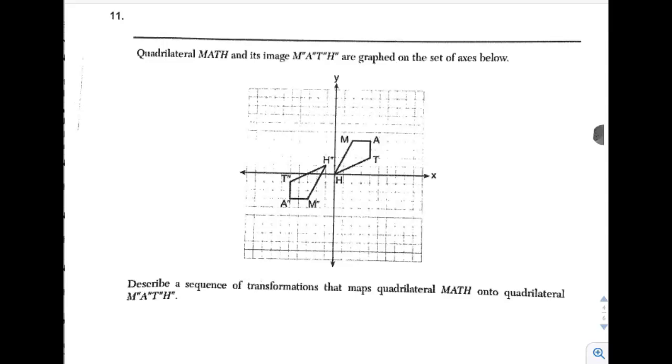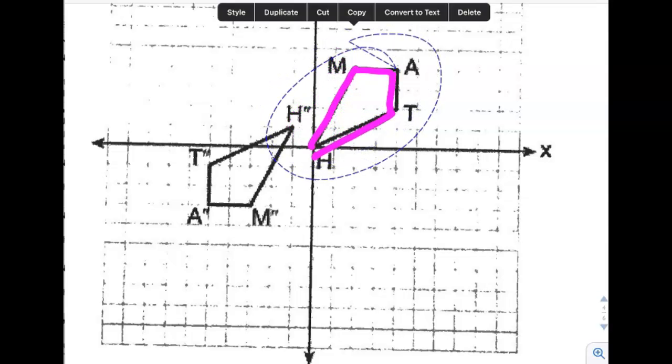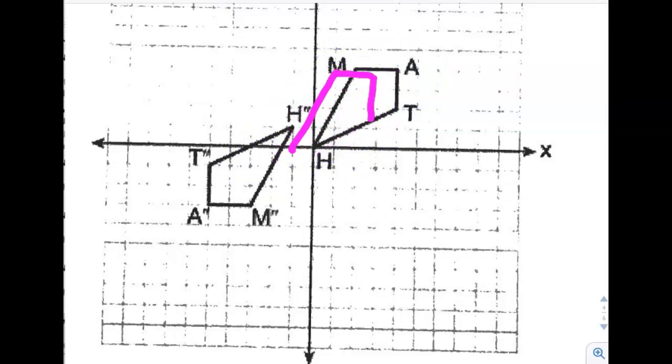Number 11, describe another sequence of transformations that maps math onto math, ultimately double prime. So you could do this a few different ways. There were people who I saw translate this first to get H mapped up. I can make that better, hold on.